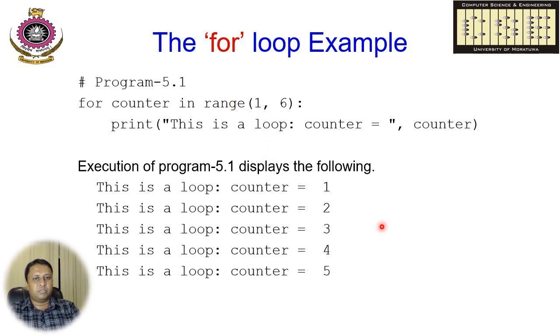Numbers starting from 1, ending at 5. 5 repetitions, a sequence with 5 numbers, and the iterating variable changes accordingly. So this is how the simple for loop operates.